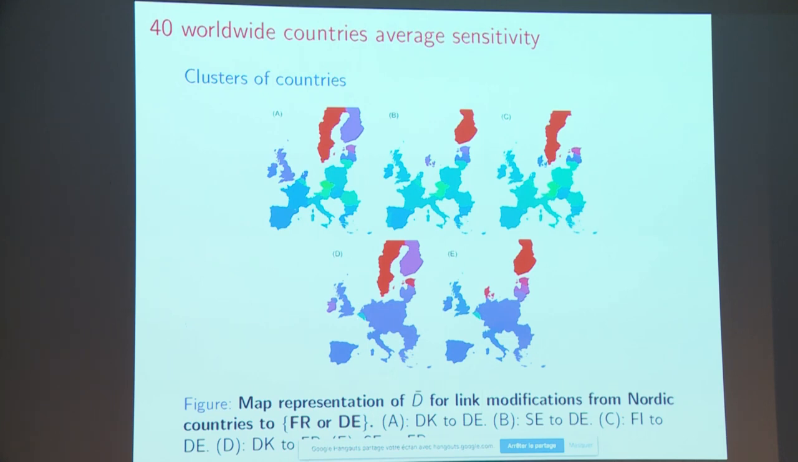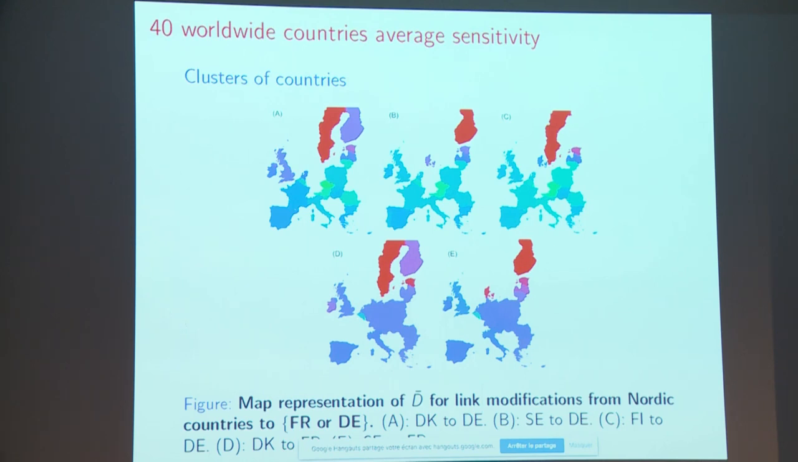So here we have captured the fact, of course it is well known, that Sweden, Denmark or Finland work together. And on the top line we have looked at the average sensitivity for a link modification going from any of these Nordic countries to France or to Germany. On the top it is going to France, and on the bottom plots D and E it's going to Germany. No, it's the opposite. A, B and C is going to Germany and D and E is going to France.